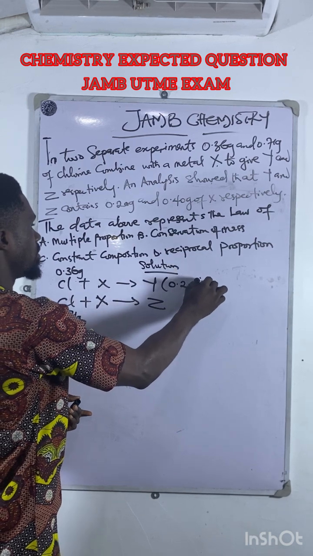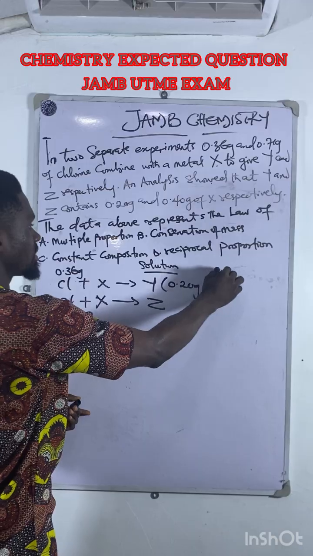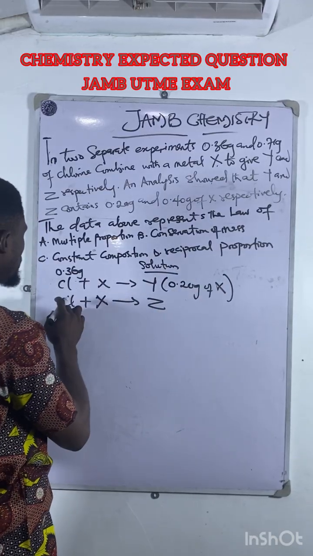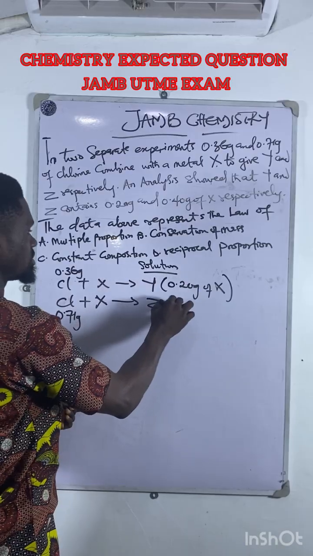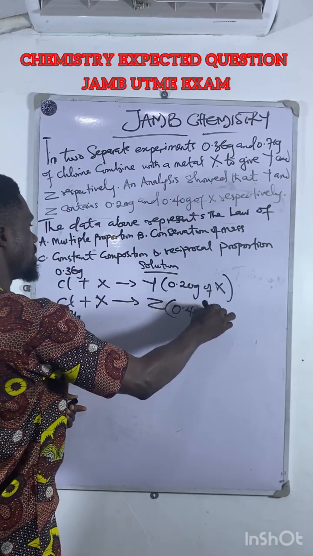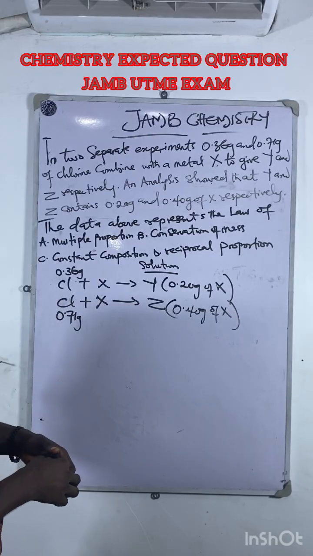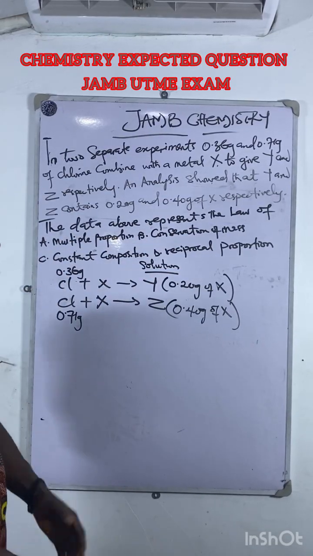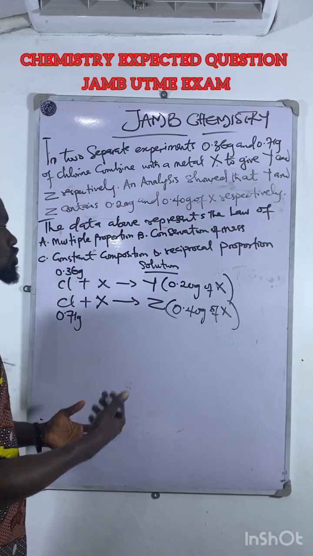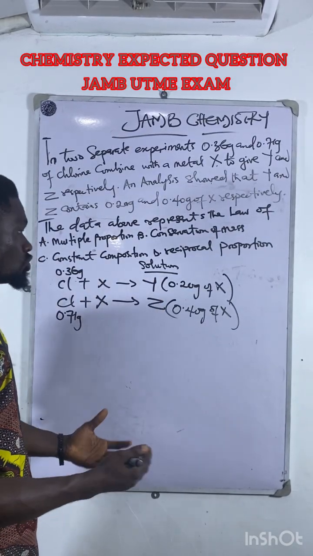Now the analysis showed that Y contains 0.20 gram of X, which is the metal. Are you with me? Then Z contains 0.40 gram of X. Now the question says that the data above represent the law of what? So they don't actually want me to know the product that we have formed. Yeah, they want me to know the product that we have formed.